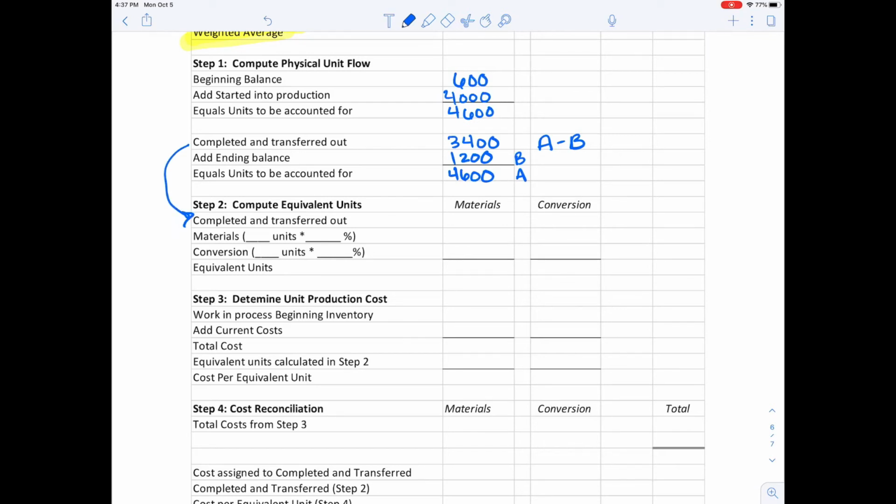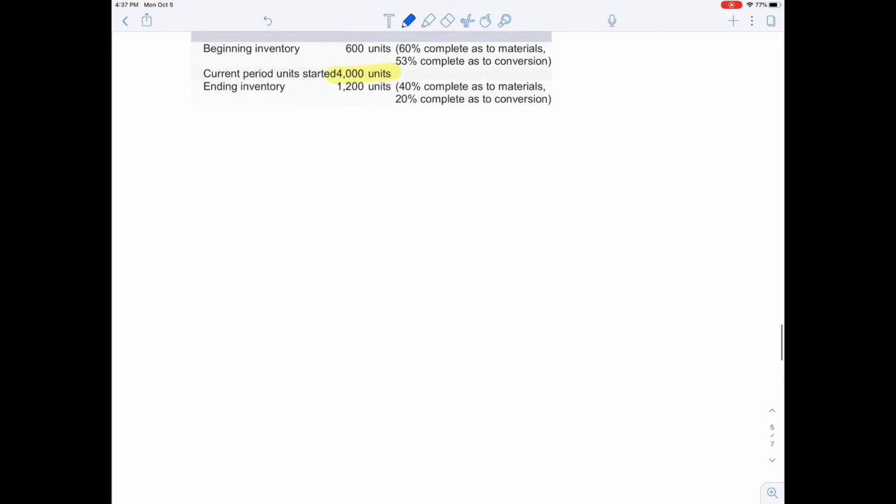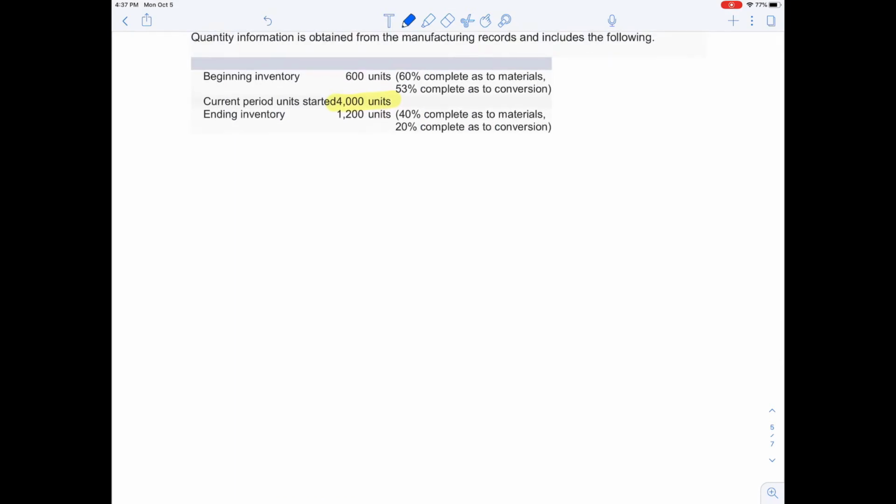Now what I want to do is find those equivalent units. So my completed and transferred out number I'm just going to bring down. And since those are whole numbers, that doesn't change. The materials piece, now we're looking, this is my ending inventory. I have 1,200 units in ending inventory, and it tells me, if I come up here, that it's 40% complete to materials, 20% complete to conversion.